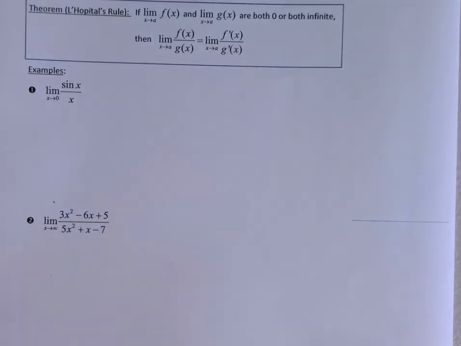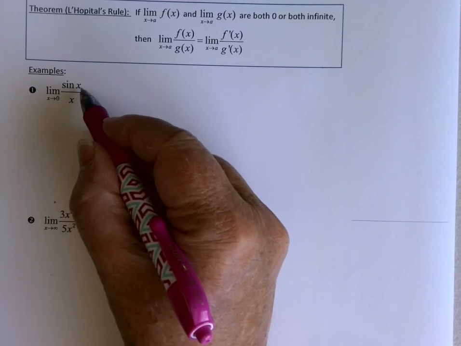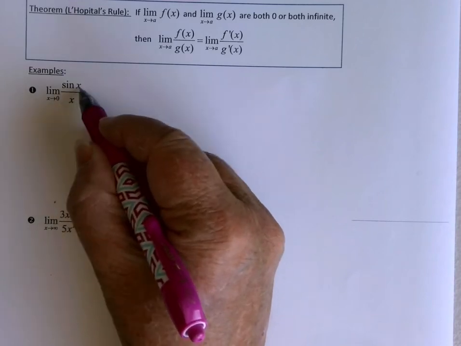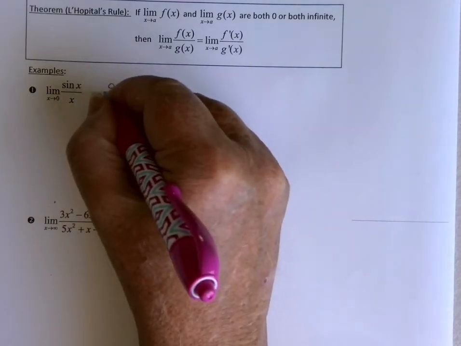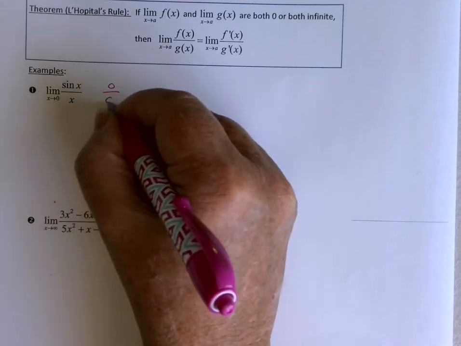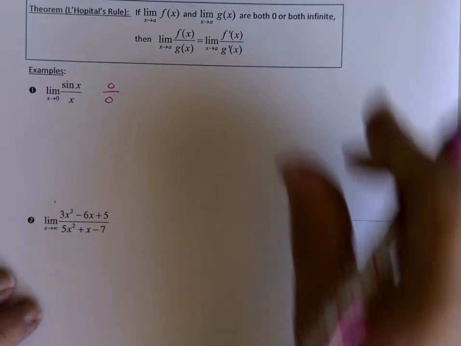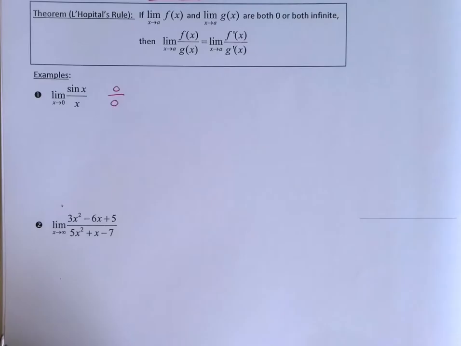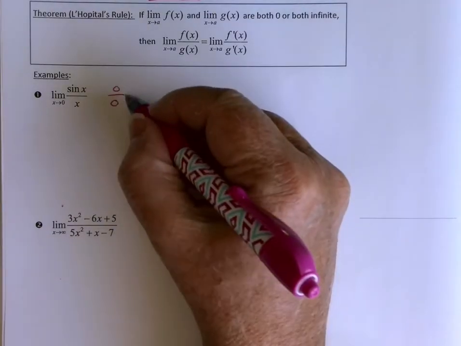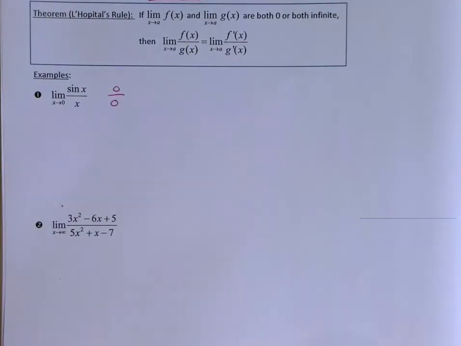I'm going to notice here this limit as x goes to 0 of sine x over x. Sine of 0 is 0, and in the denominator x is 0. So this is a legitimate problem in which L'Hopital's rule could be used. I've got one of the two acceptable cases: 0 over 0, or infinity over infinity. In this case, we've got 0 over 0.